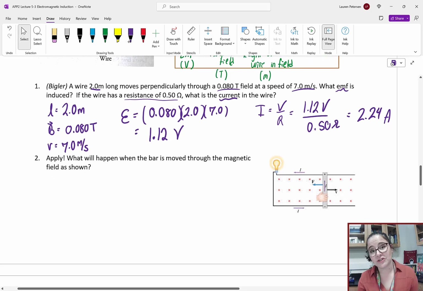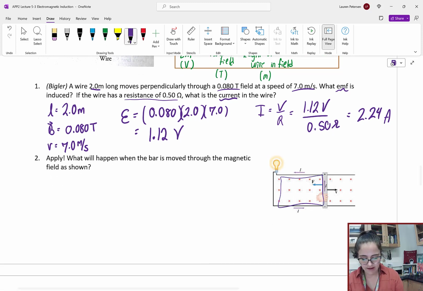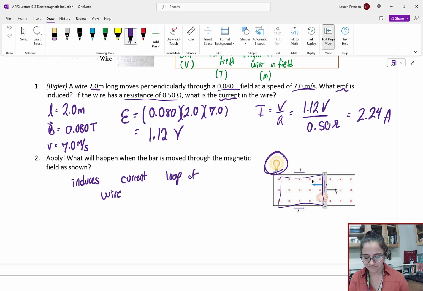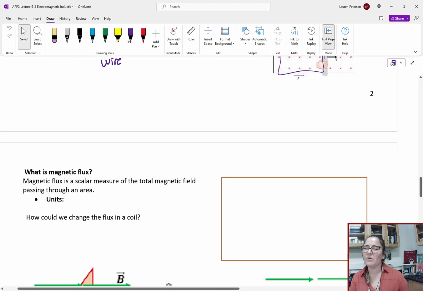And then this picture is showing you what will happen, even without a power source. If we move the bar, it induces a current in the loop of wire and thus turns on that light bulb. But what is flux? You've probably heard about that before, magnetic flux.